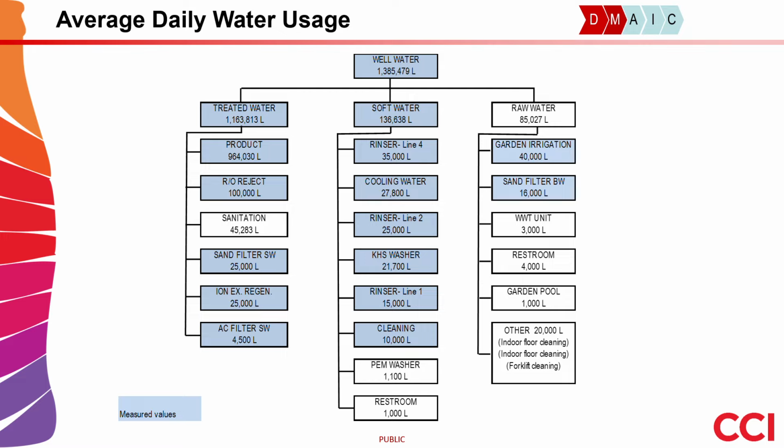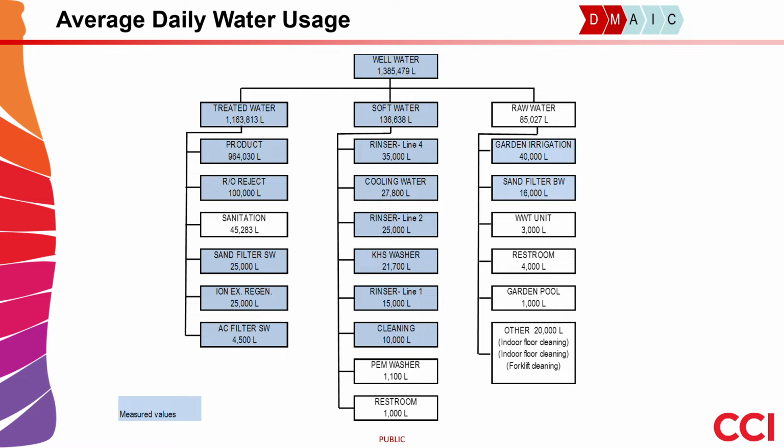Then we have the data in terms of numbers, what we have measured. Water from the well is 1.3 million liters, and it is divided into three categories: treated water, soft water, and raw water. Raw water is the water that is used as it is, as drawn from the well. Then we have soft water after less treatment, like after ACF. And then treated water, that is coming after RO. So the major volume is going to treated water.